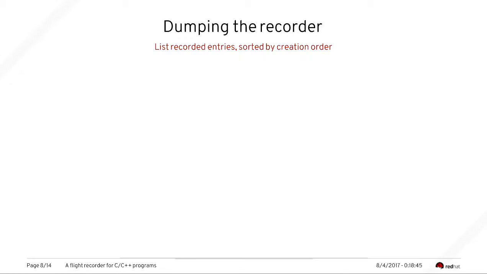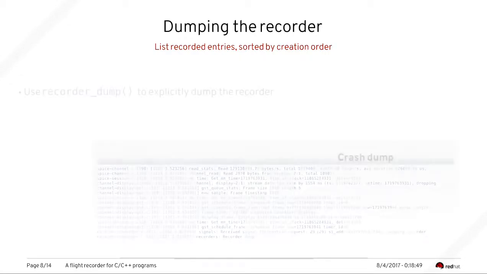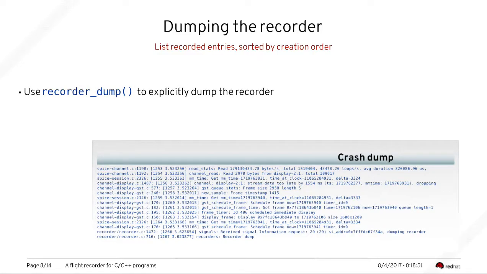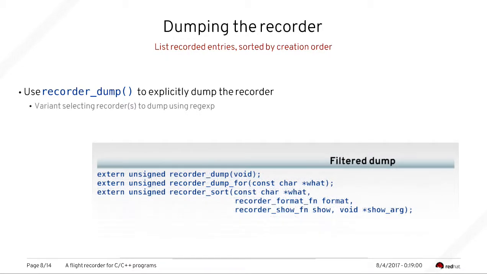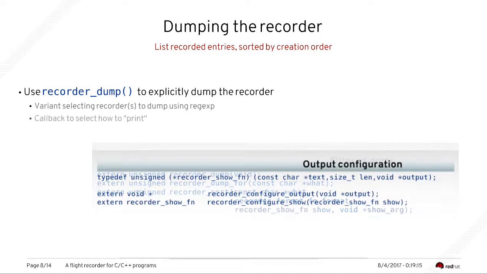Now, if you want to dump the recorder, that is to list the recorder entry sorted by creation order, you can use the recorder dump function. And that is going to dump a sorted list of your recorder entries across all recorders. There are variants that allow you to select specific recorders to dump using regex. The recorder send function can be used if you want to send the output to something else than standard outputs.